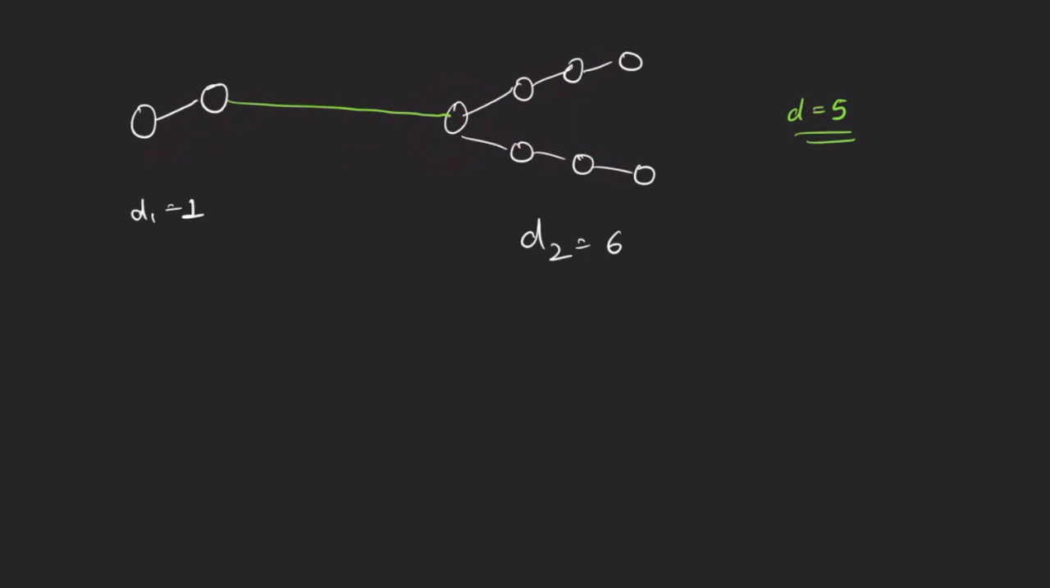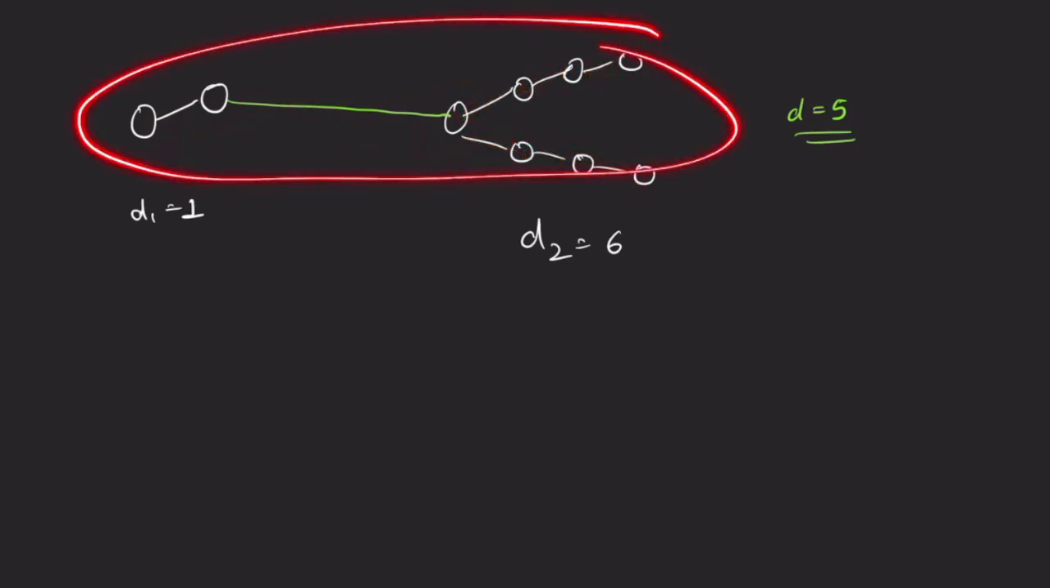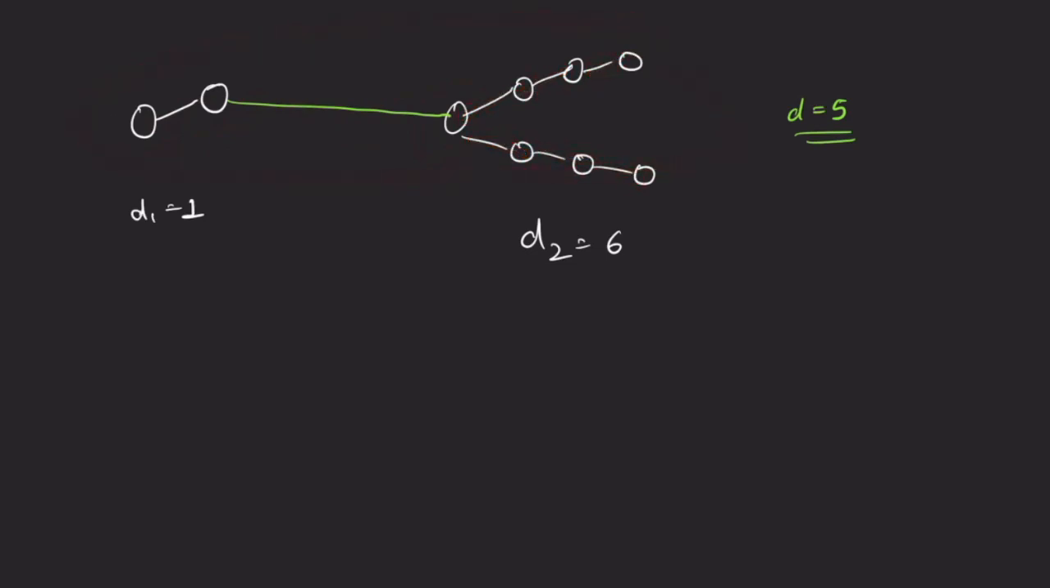But no, if you see, still the longest path is this: 1, 2, 3, 4, 5, 6. The diameter is still 6, right? The new diameter that we have got is 5. But the diameter of the second tree was already greater than this new diameter, right? So after combining, the diameter will remain the same. So basically, the diameter is bounded by the maximum of these three values, right?